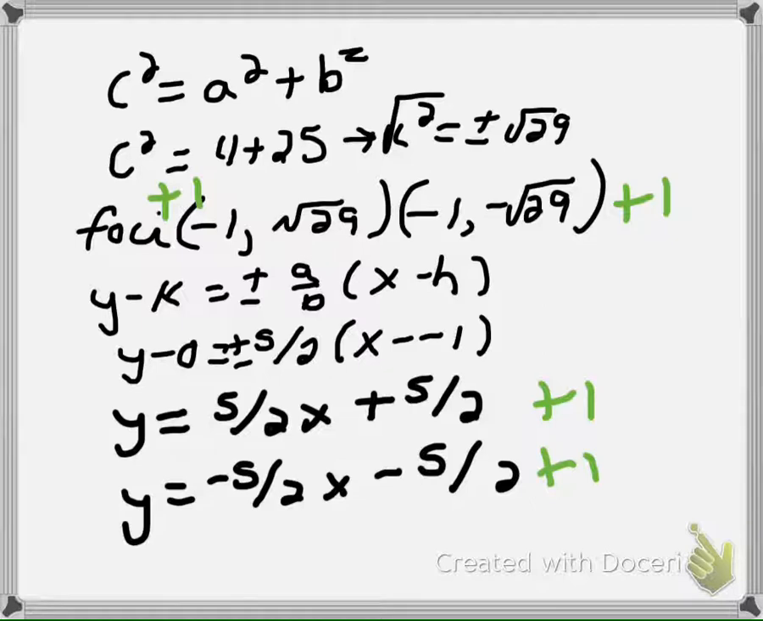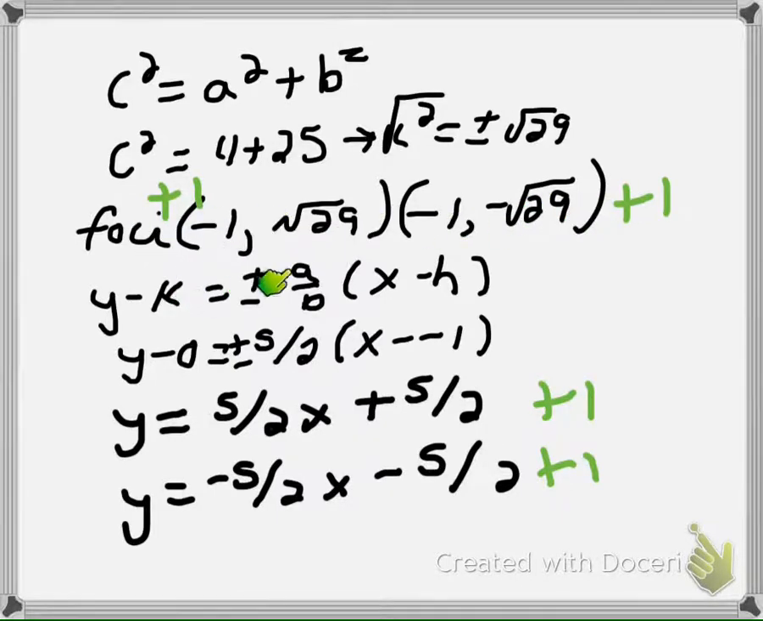And now to find my foci, I need to use c squared equals a squared plus b squared. I found out that the length of that was plus or minus the square root of 29. I need to add that again to my y value because it's a vertical. That's going to give me negative 1, square root 29 for one focus and negative 1, negative square root 29 for the other, and each of these is worth 1.